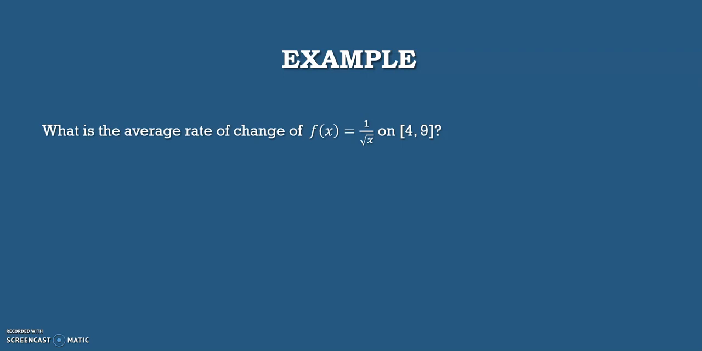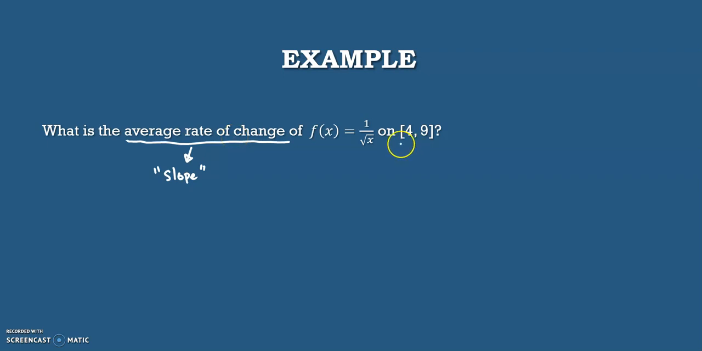On section 2.1, which is finding average rate of change and instantaneous rate of change from a function. So our first question is, what is the average rate of change of f of x? I want you to get very used to, in your brain, you see average rate of change, but your brain says slope.